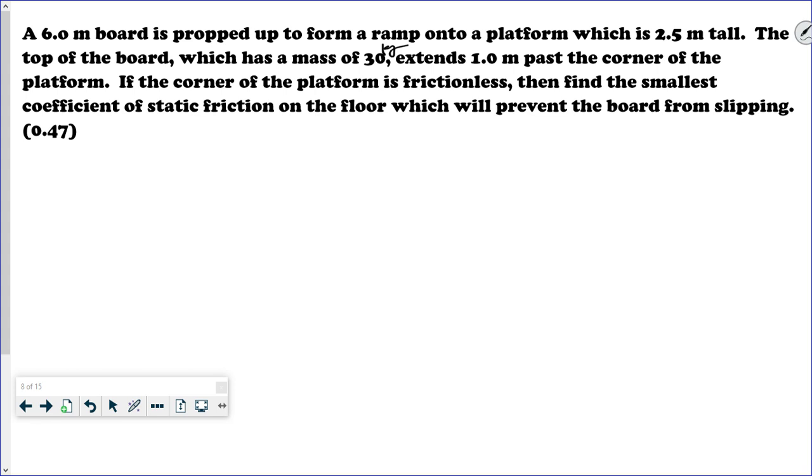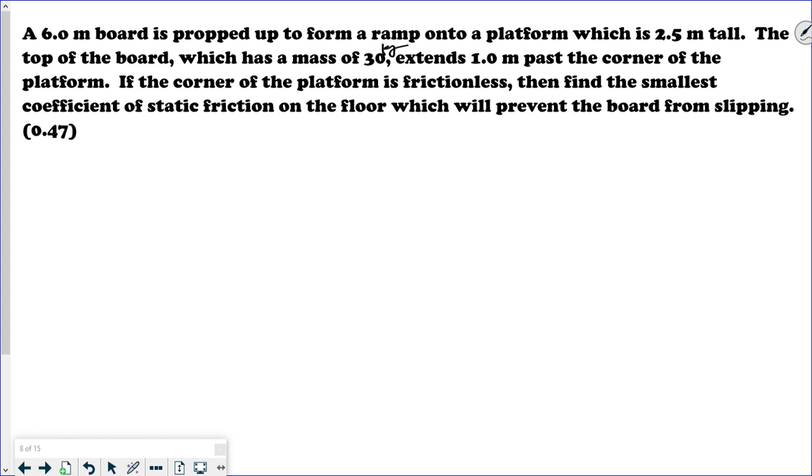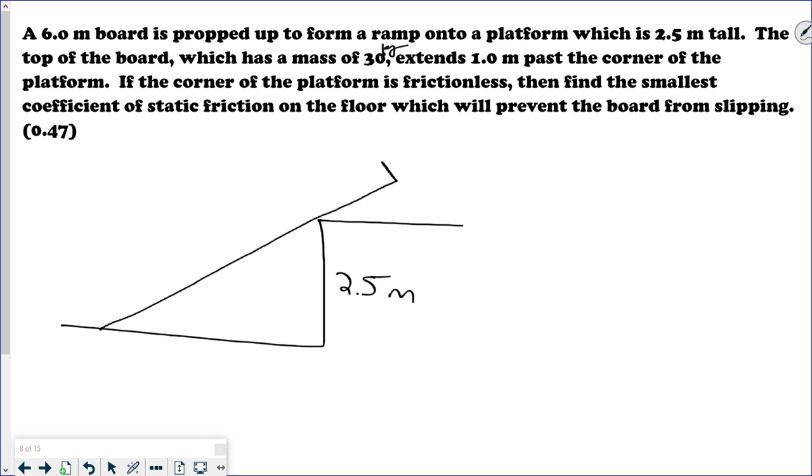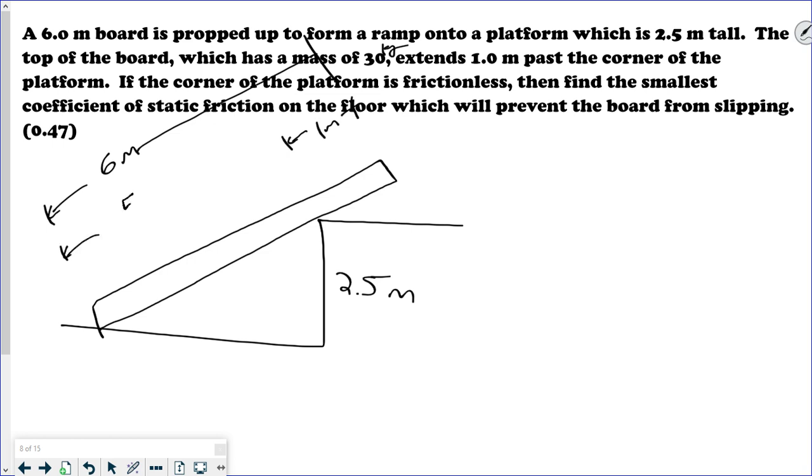All right, so this is the sort of thing where I would give you a drawing, if this was a test question or a homework problem. So here's the deal. You've got the floor, you've got this 2.5 meter tall platform. Now we're going to take a 6-meter long board and put it on here. But the top of the board extends past the end of the platform, so it's going to look something like this. So here's the board, like that, all right? And the whole thing is 6 meters. This little chunk here is 1 meter, which means that this chunk here is 5 meters. Okay?